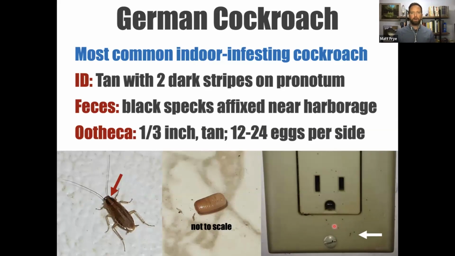Their egg cases are about a third of an inch long and tan. Mom will produce this egg case and then hold on to it for a while until it's just about ready to hatch. And then she'll deposit it with up to 48 offspring coming out of each egg case. So really tremendous reproductive potential of these guys. When they come in, if it's just a single female that has an egg case, you can start an infestation from one individual.